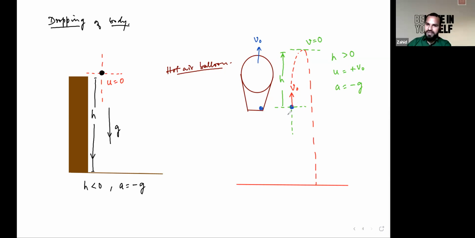Next, if you have to define the motion for this path to hit the ground, let's say the height at which the ball is dropped from the balloon is capital H. This capital H is in the downward direction, or along the negative y-axis with respect to this origin. So capital H would be negative. The initial velocity would be the same as for this part, so it will be positive, and acceleration would always be negative. Is it clear?